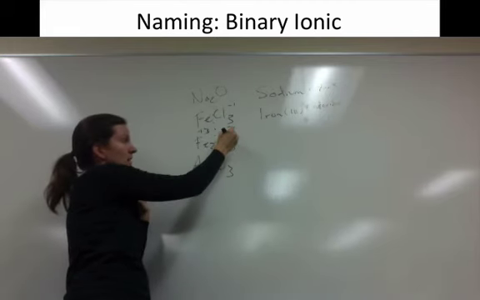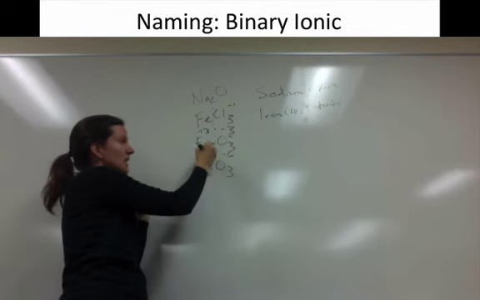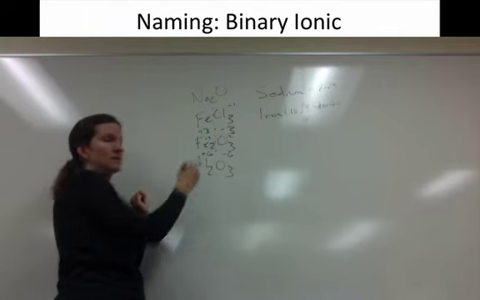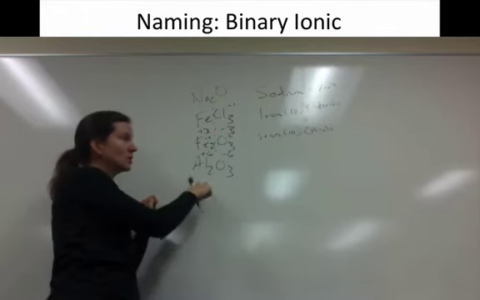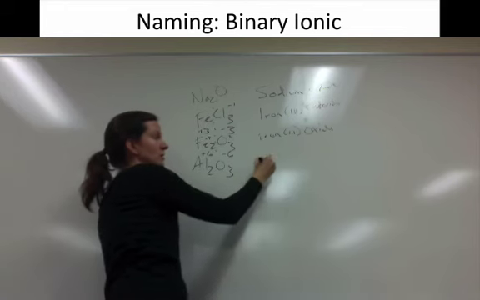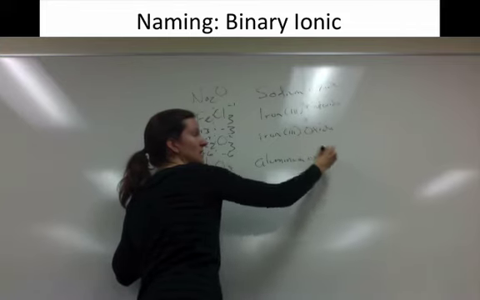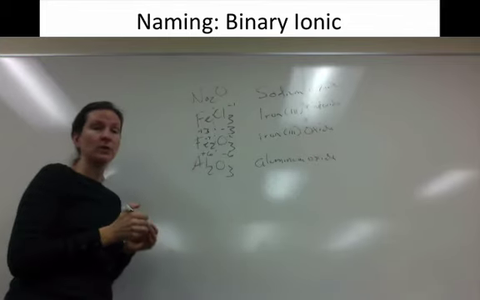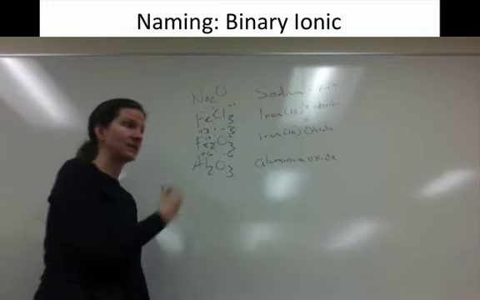Down here, all oxygens are -2 for a total of -6, which means that to get to a +6, this has to be +3, right? Because 3 times 2 is where I can get a 6. Aluminum we don't need a Roman numeral for, so this is just aluminum oxide. So you can see it's awesome to name ones that don't have a Roman numeral because you just name them: metal cation, and then the anion, and that's it.